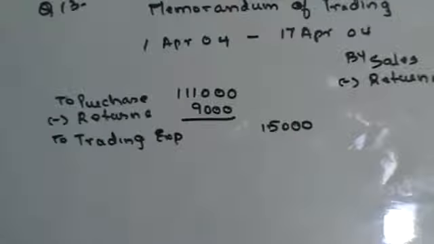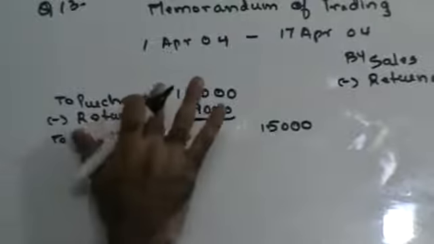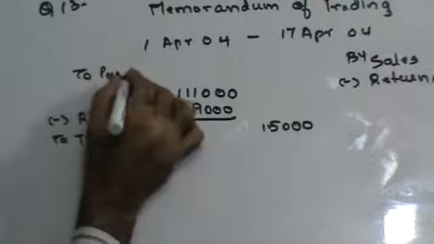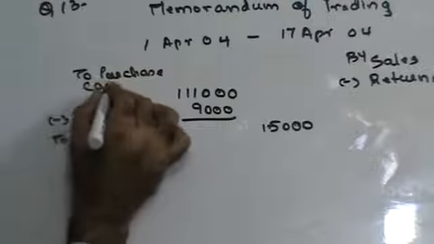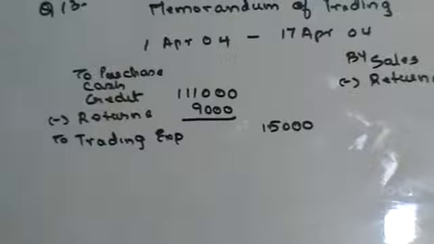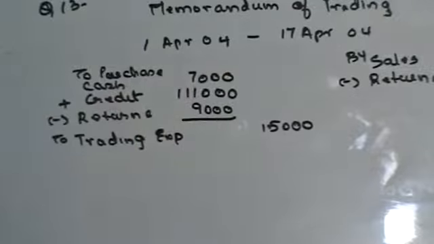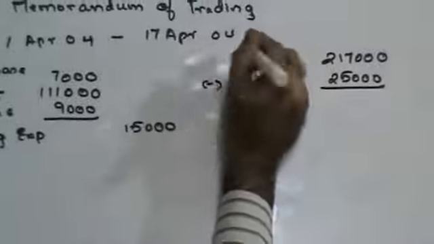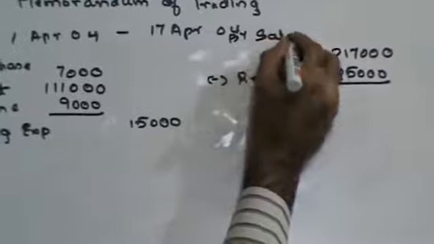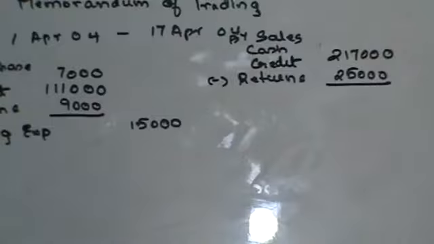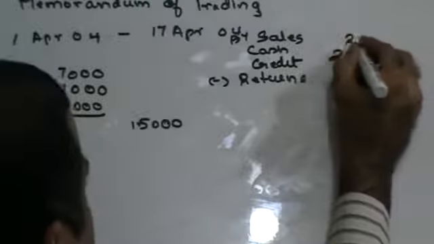Current account debited for cash purchase. So we just make this correction here to purchase, cash and credit. Cash purchase is how much? 7,000. Cash purchase is 7,000. Next, current account credited for cash deposits against counter sales. So again this will be by sales, cash and credit. Right, cash sales they are saying is 25,000.